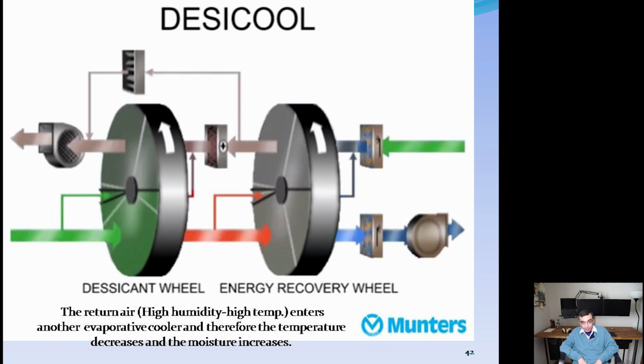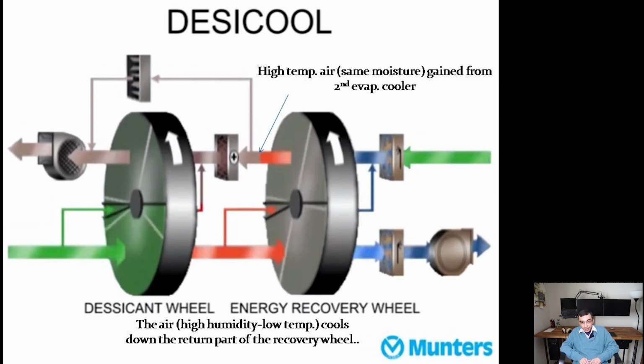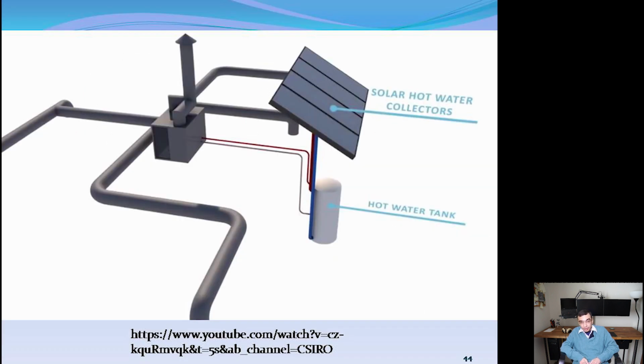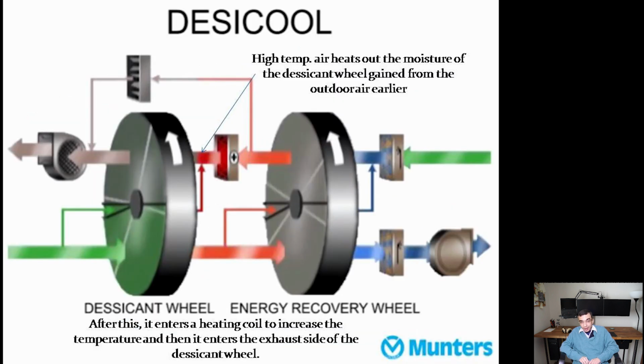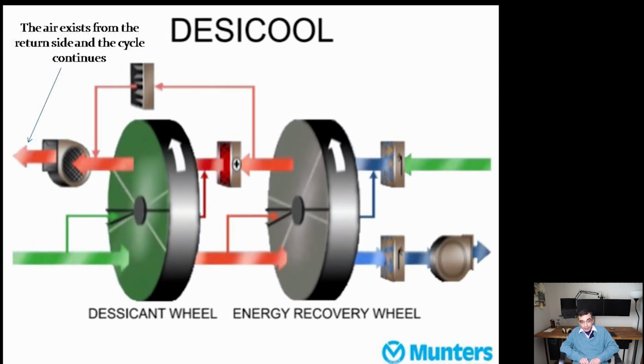to be able to cool the entering air at the supply system. This happens with no increase in humidity because this wheel works on sensible temperature. This leads to a high temperature air at the same moisture. After this, the air enters a heating coil to increase its temperature. Solar water heating system is used for this purpose. Then the air enters the exhaust side of the desiccant wheel. This leads to the evaporation of the moisture of the desiccant wheel gained from the outdoor air.